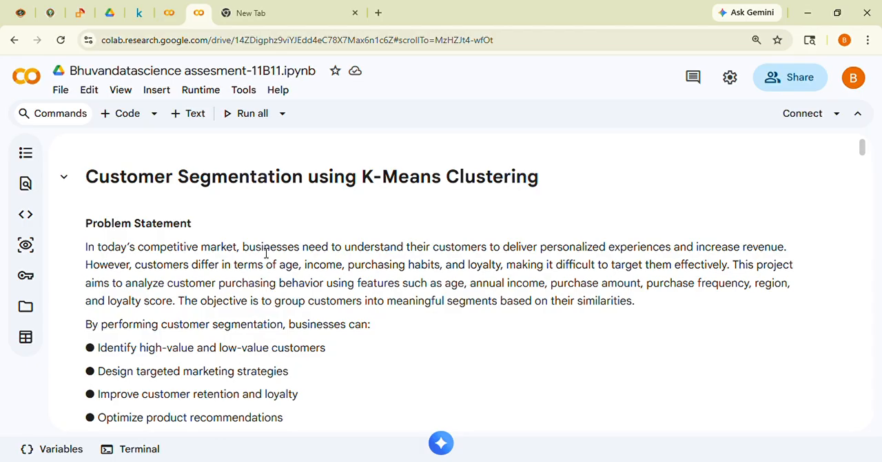Hello. In this project, I worked on customer segmentation using K-means clustering. The main idea of this project is to divide customers into different groups based on their behavior so that business can understand them better and take better decisions.